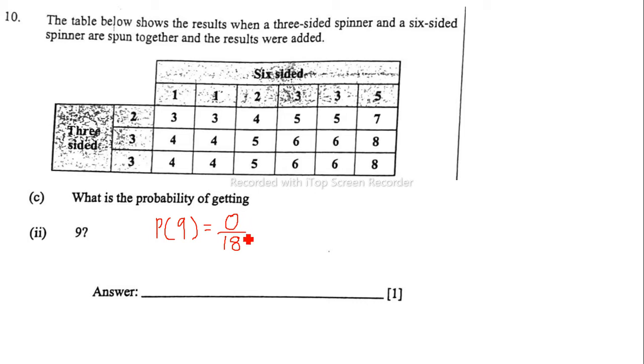And 18, we say 18 because that's the total number in our sample space, the total number of possibilities that we have. And so we have 0 divided by 18, which is equal to 0. Now, if the probability of an event is 0, what does that tell us about the event? It's impossible. It can't happen. Very good. It's impossible.